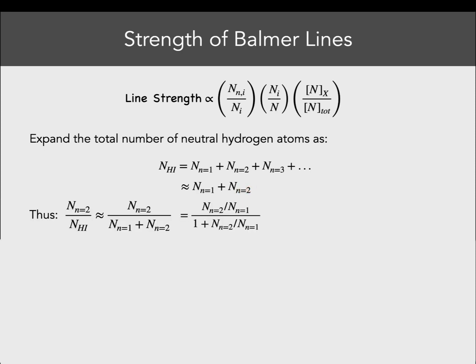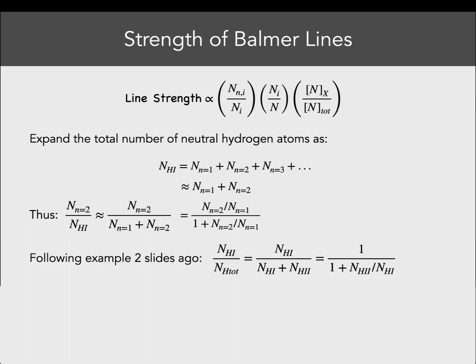Therefore, the number in the second excited state to the total number of neutrals is the number in the n equals 2 state divided by the number in the ground state plus the first excited state. We can divide through by the number in the n equals 1 state, the ground state. This term goes to 1. We did this before with the Saha equation. And so you get this expression right here. The point of doing that is that this term and this term are each given by the Boltzmann equation. We did something very similar for the ionization state.